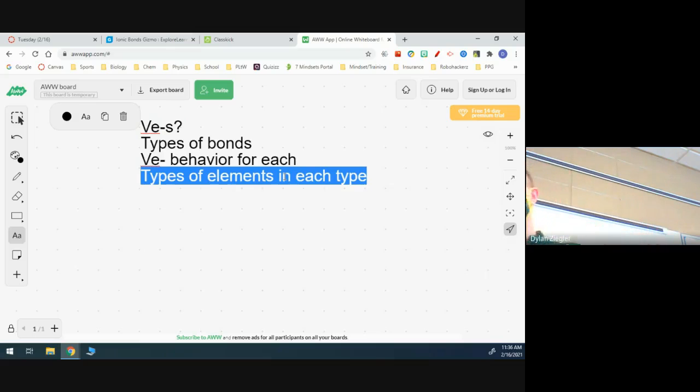All right. And then our last one here, we have covalent bonds. Covalent bonds are going to be between non-metals only. All right. So we're going to have two or more non-metals. They're going to be bonding to each other.